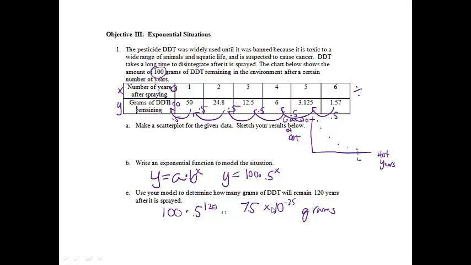And if you think about this, really what this means is I'd have to move my decimal 35 places to the left, which means it's going to be really, really small. So we could say about 0 grams of DDT will be left. So it's pretty much going to be out of the environment by that point in time.